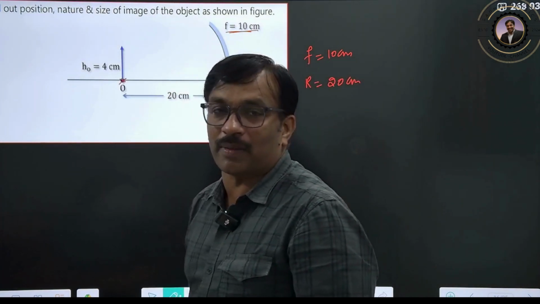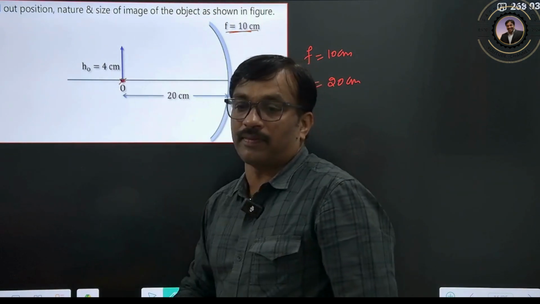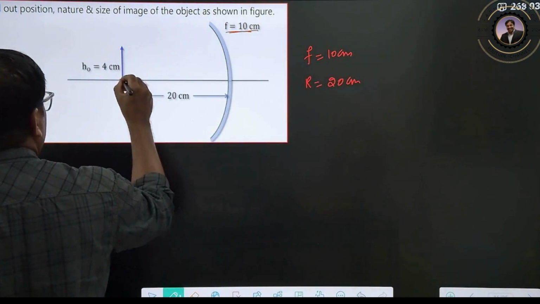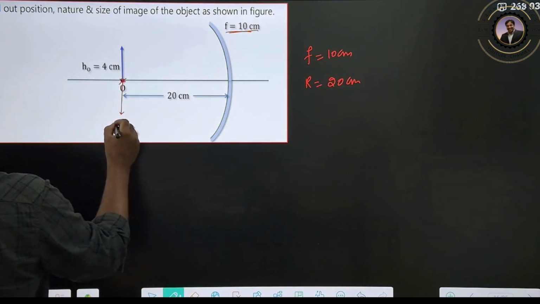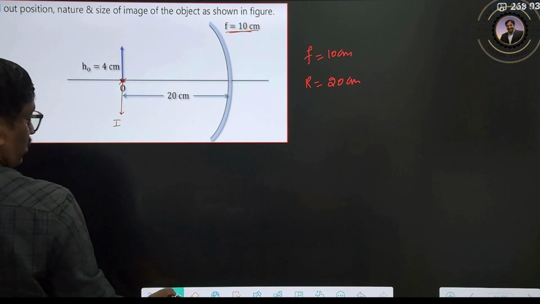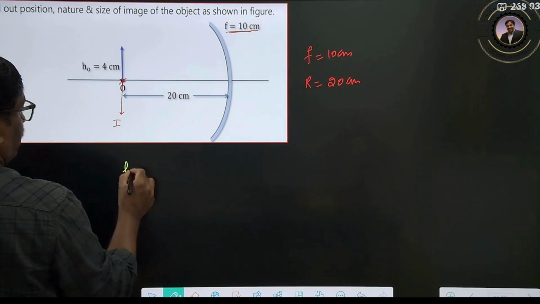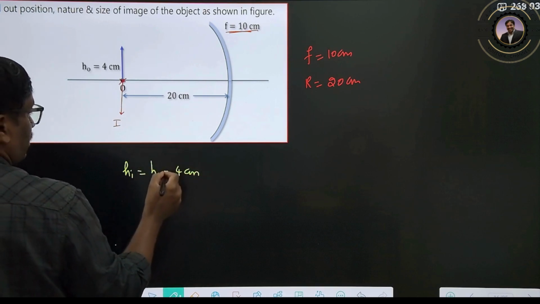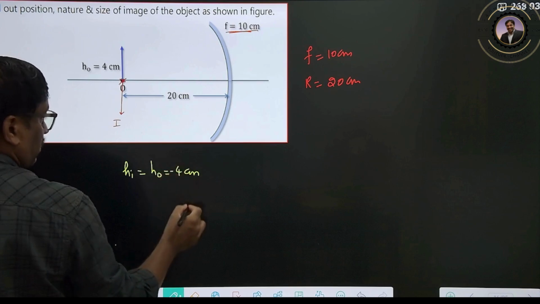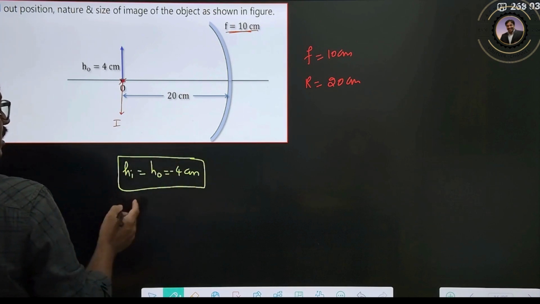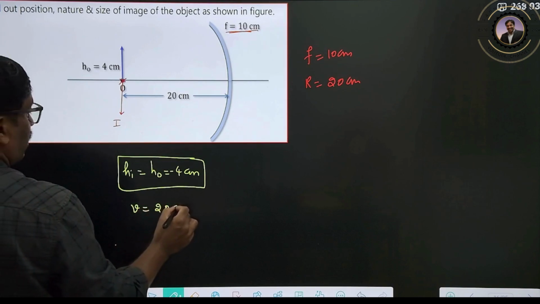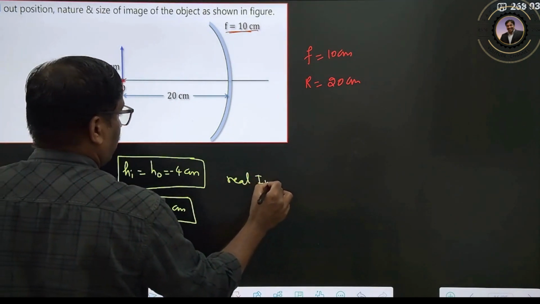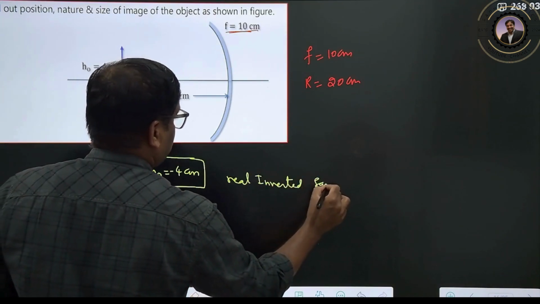That means where is the object kept? The object is kept at the center of curvature. Definitely the image will also be formed here only. So this is your image. What should be the height of the image? The height of the image will be equal to the height of the object, that is 4 centimeter, but in the downward direction, so it will be minus. Clear? The image distance is also 20 centimeter, minus. How is it? A real, inverted and same size image.